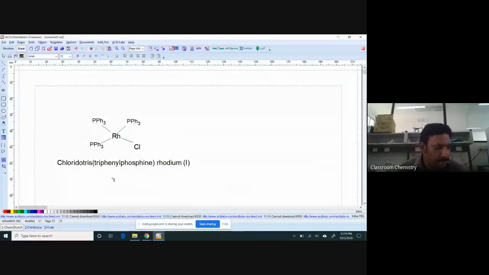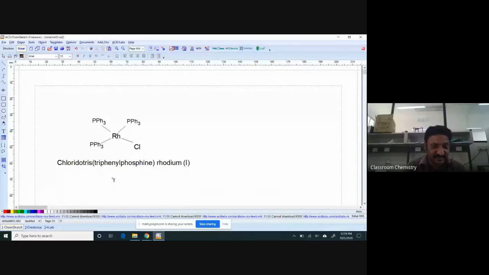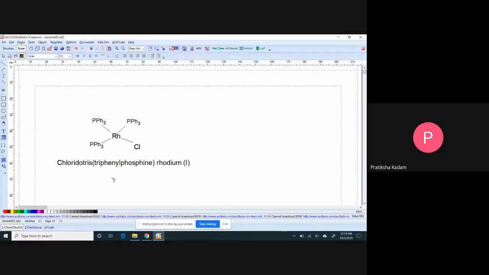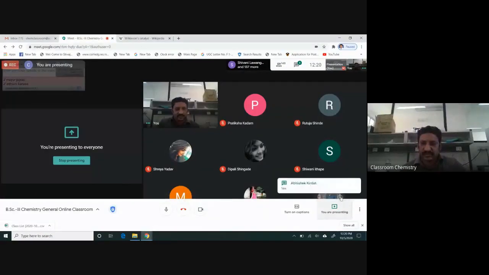Pratiksha Kadam, yes, sir. What is the name? Read it. Chloridotris, rhodium first. Once again, read it. Rhodium first. Okay, so this is the common name of what? Wilkinson catalyst. All of you understand? Yes. Okay.